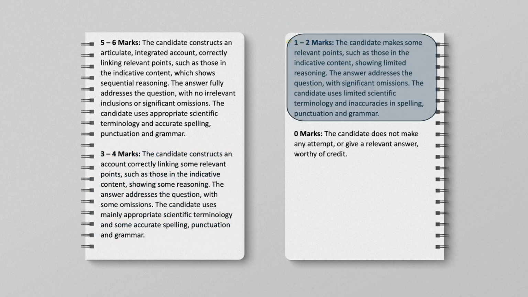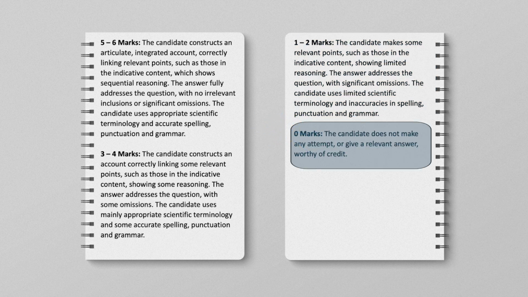To be awarded between 1 and 2 marks, the candidate makes some relevant points, such as those in the indicative content, but they show limited reasoning. Their answer addresses the question with some significant omissions. The candidate uses limited scientific terminology, and there are inaccuracies in spelling, punctuation, and grammar. For 0 marks, the candidate does not make any attempt or give a relevant answer worthy of any credit.